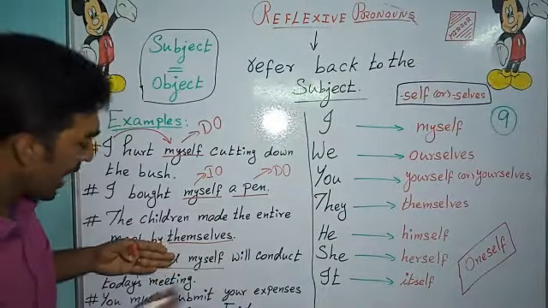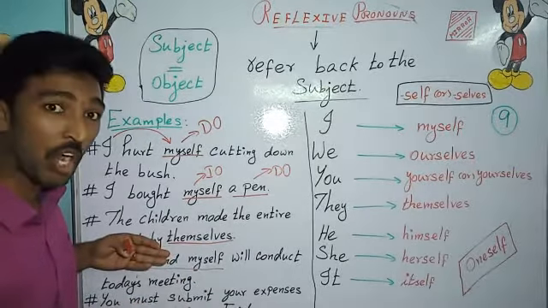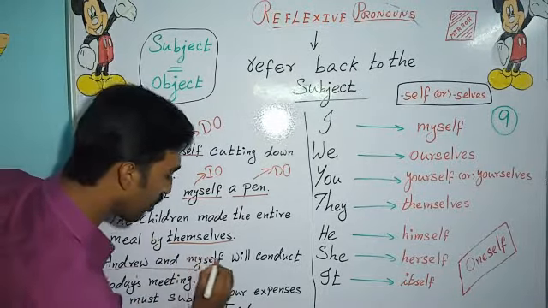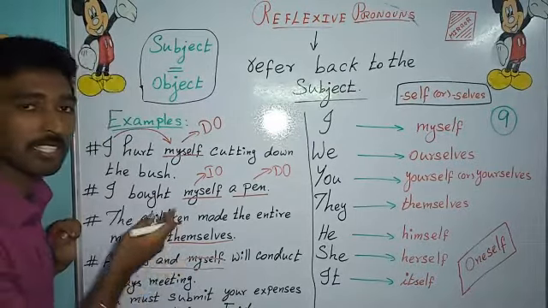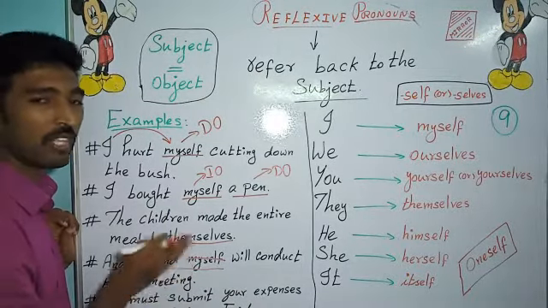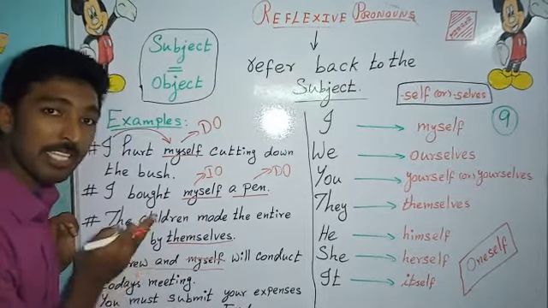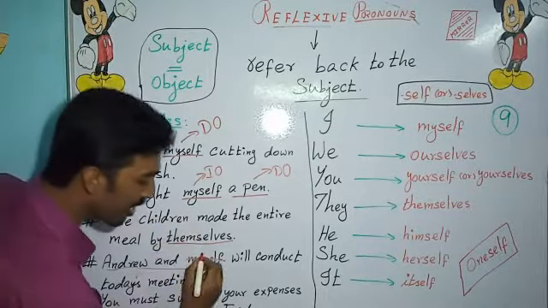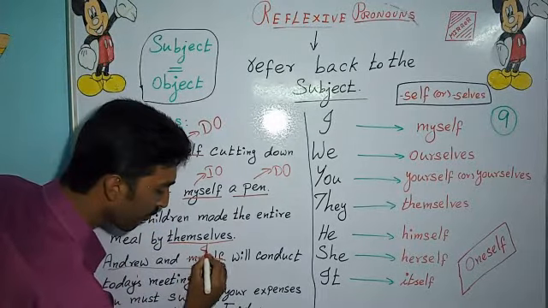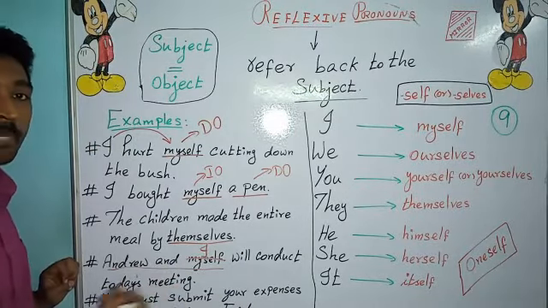Without Andrew, myself will conduct today's meeting. What does it mean? It's wrong. We should not use myself in the subject position, and it's a common mistake. We should not use a reflexive pronoun in the subject position. Instead, here we have to use I. Andrew and I will conduct today's meeting.